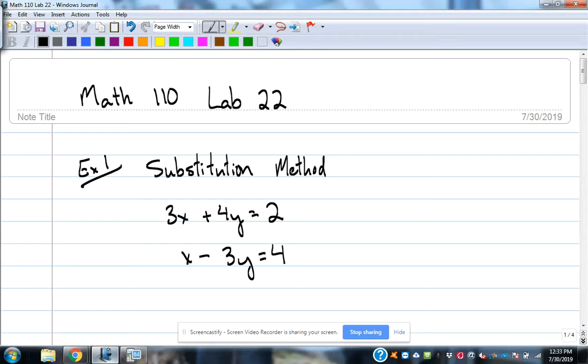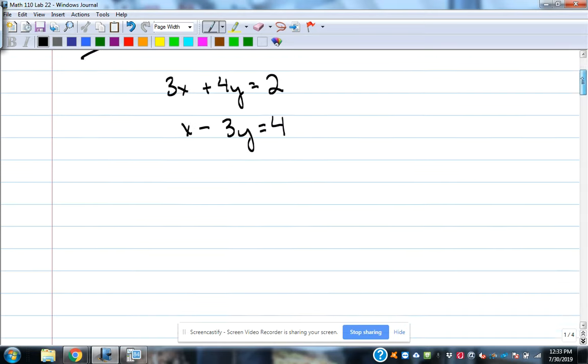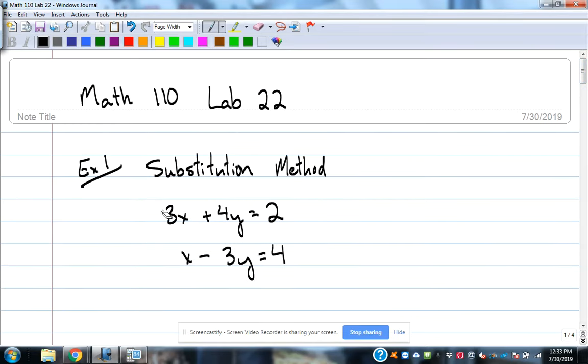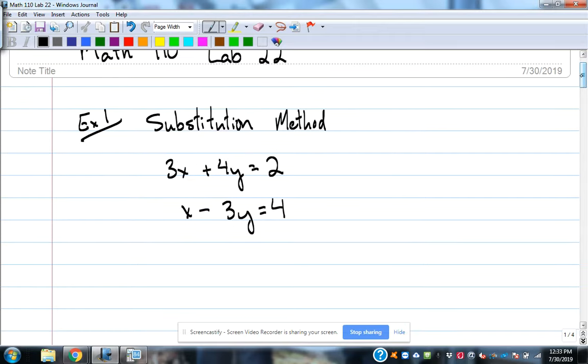Lab number 22, and we'll talk about solving a system of equations with several different methods. The first method we're going to talk about is the substitution method. The substitution method involves taking the system of equations and isolating one variable in one of the equations. So for this system, we have 3x plus 4y equals 2, and the second equation is x minus 3y equals 4. And we need to find one of the variables and get it isolated.